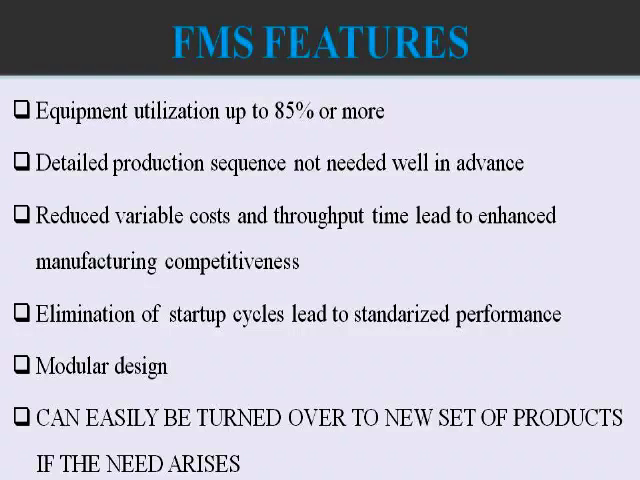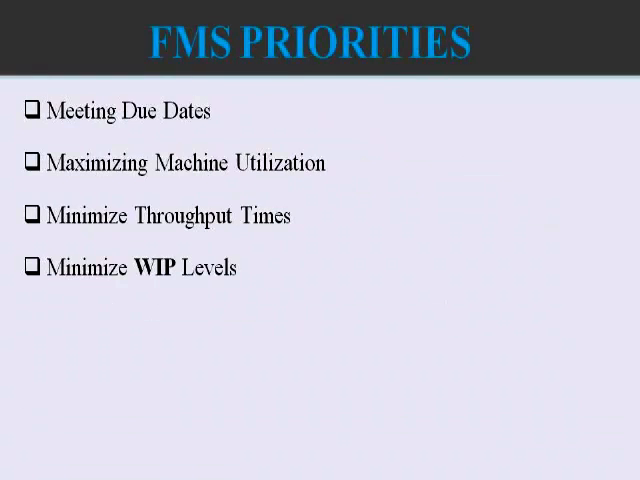Equipment utilization is up to 85%. Detailed production sequence not needed well in advance. Reduced variable costs and throughput time lead to enhanced manufacturing competitiveness. Elimination of startup cycles leads to standardized performance. And a modular design concept we can implement, and it can be easily turned over to a new set of products if the need arises because the product variety is high.